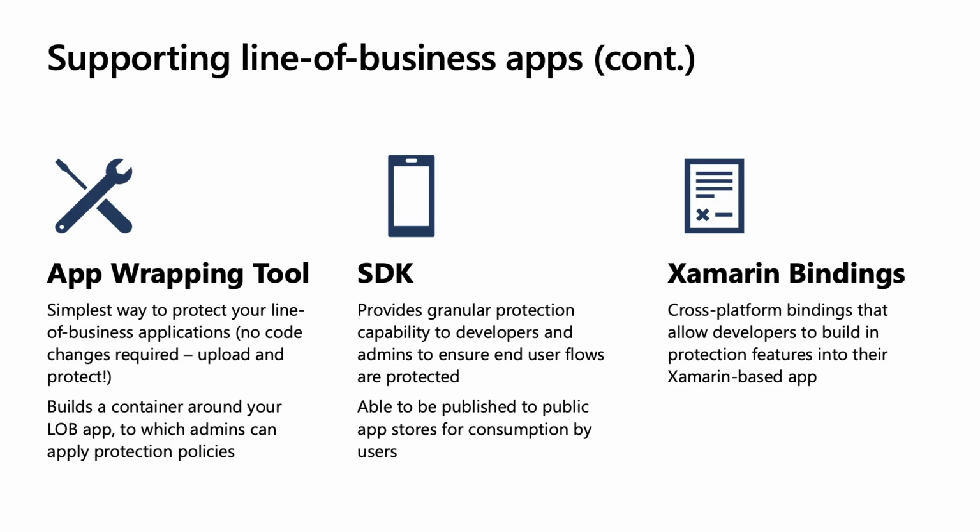In order to support line of business applications, I mentioned there were 3 methods of doing so. I'll start with the easiest way, the app wrapping tool. It's the simplest way to protect your line of business applications with literally no code changes required. You just upload and protect. This essentially builds a container around your LOB application to which admins can apply protection policies. This is what you want to do if you want to get started quickly and easily while understanding the full impact of the Microsoft 365 ecosystem.